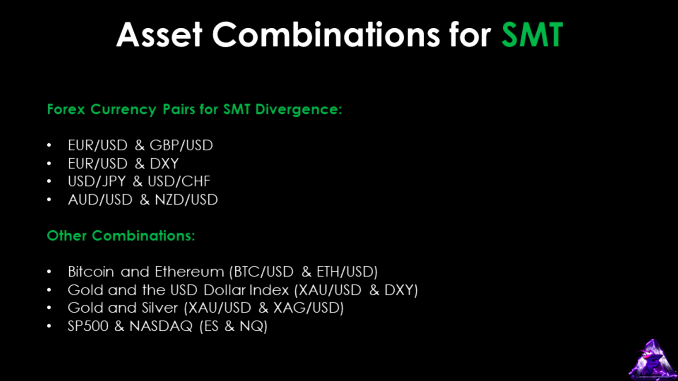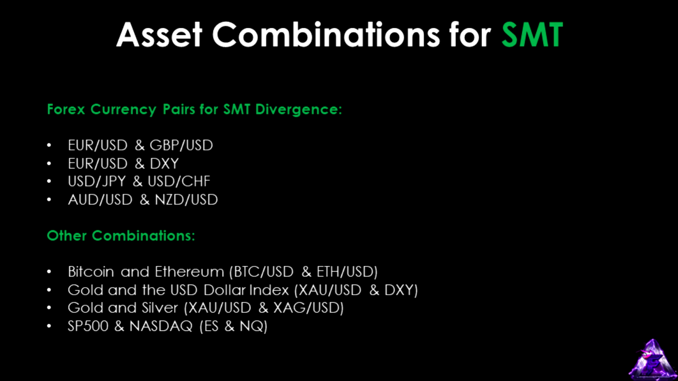For Forex traders, you can use currency pairs such as the euro versus the US dollar and the Great British Pound versus the US dollar, as these pairs are correlated. Another option is to use the euro versus the US dollar and the DXY, which are also correlated but inverted, meaning they still follow symmetry while moving in opposite directions.